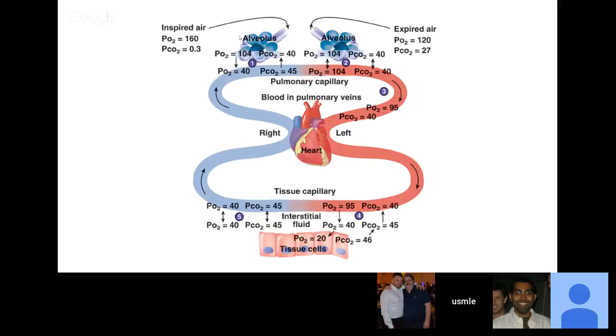Keep that in mind. And then the exchange will happen, the same thing. From 40, it becomes 104, and from 45, you're going to give off CO2, it becomes 40. And the system keeps going again. So the values in here are important to know, and at what level the values are going to change is going to be just as important.